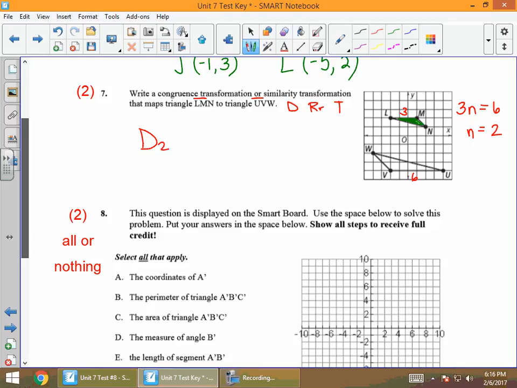And then I need to think about the orientation, reflect it or rotate it. If I were to reflect it, one of the things I'm looking at here is I need to get point L over here to point U. I need to get point M to point V. And I need to get point N over here to point W. So I can't just do a single flip. I would have to do multiple flips. Or I could do a rotation. I like my second transformation here to be a rotation of 180 degrees.